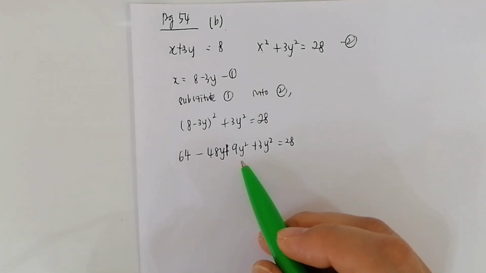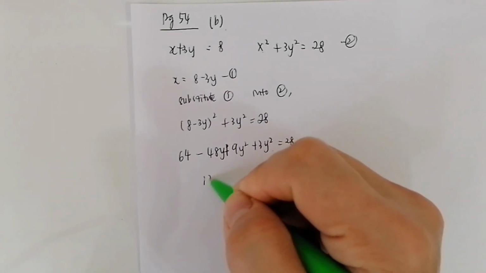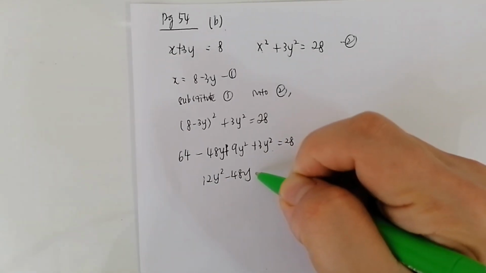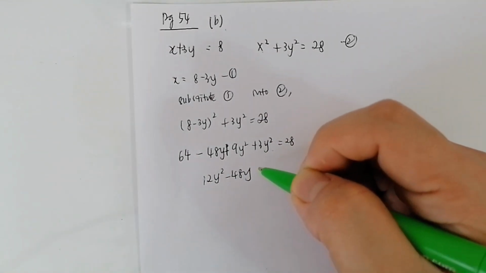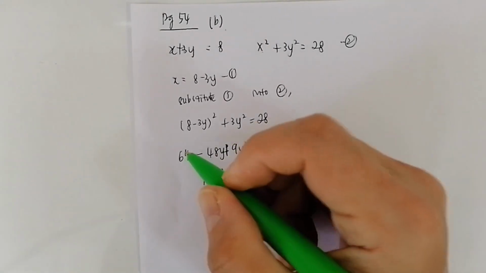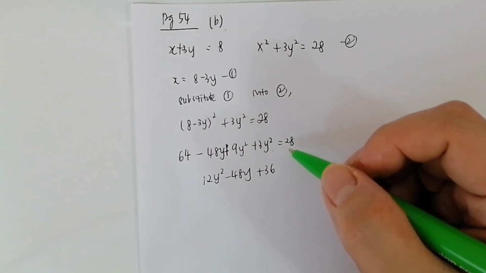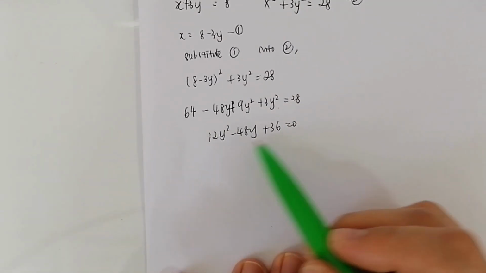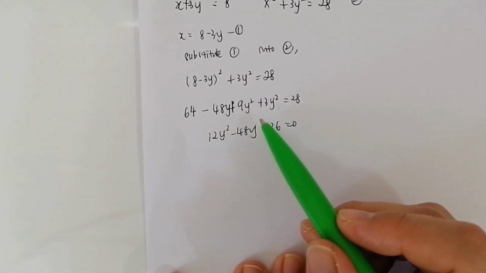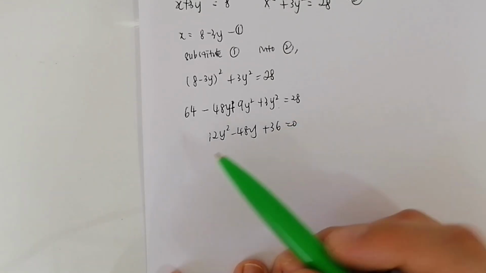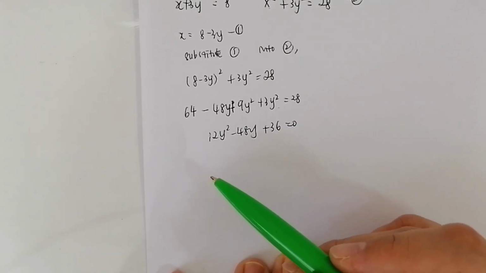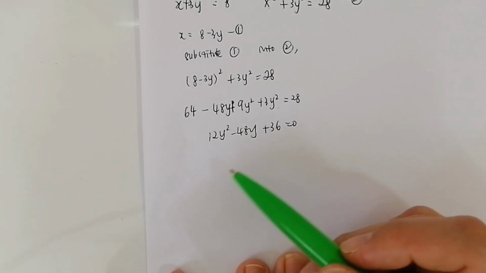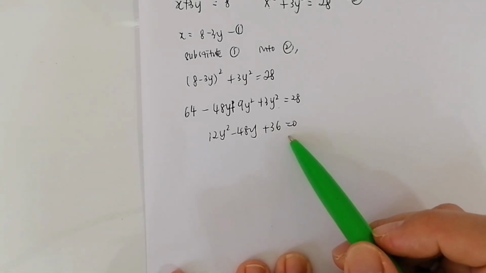Alright, so from here, you rearrange. Here you're going to get 12y squared minus 48y. And here you are going to get 36, 64 minus 28, you get 36, equal to 0. Alright, so here be careful. If you want to use the quadratic formula, it's okay if you don't simplify. Means you straight away use minus b plus minus square root of b squared minus 4ac, divided by 2a. Just substitute in the a, b, c, no problem.